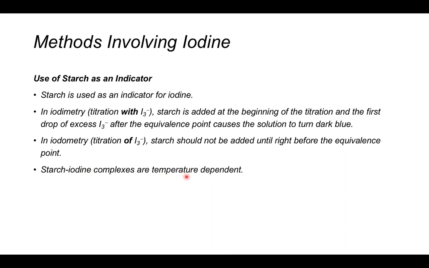So the starch iodine complexes are temperature dependent, so you can change the temperature and you can break the complexation, because this is the one that encourages the formation of the complex.